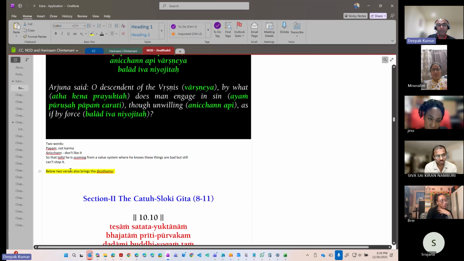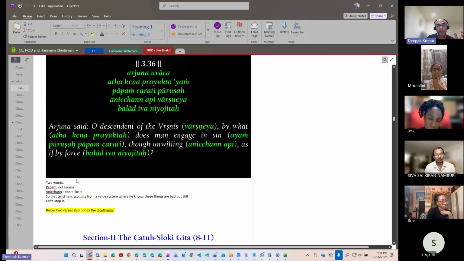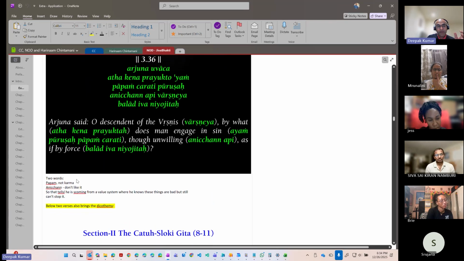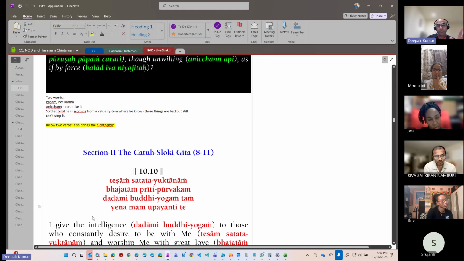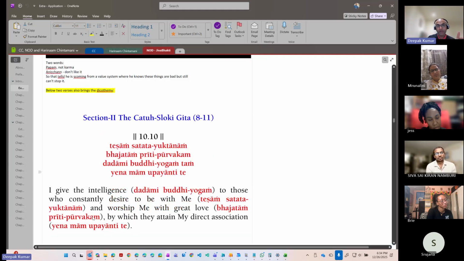Here it is talking about papam and karma, so both things exist. Here are two other words which bring the dichotomy, two sides of the coin.